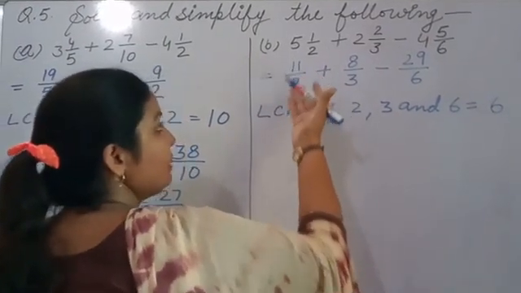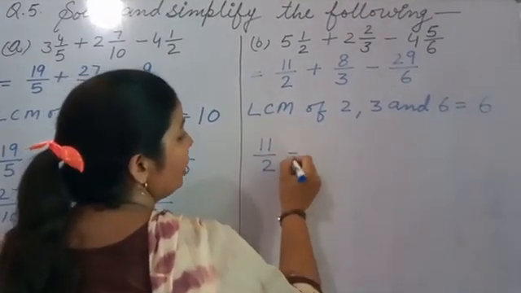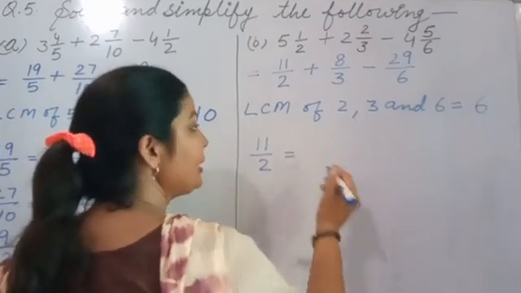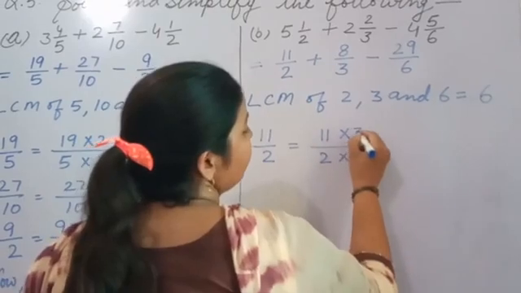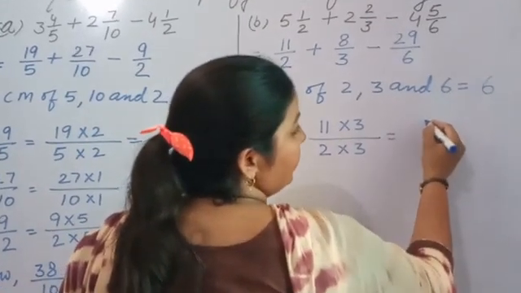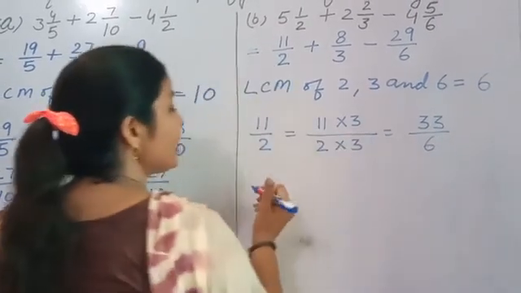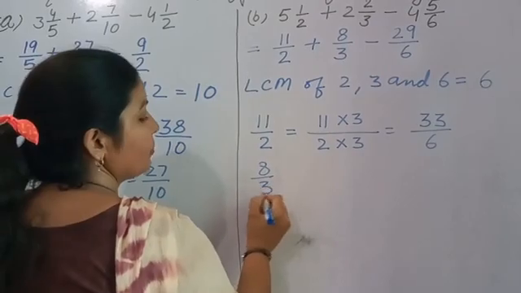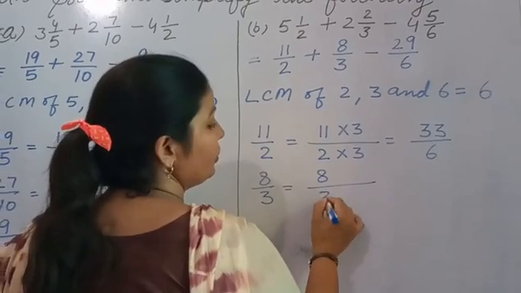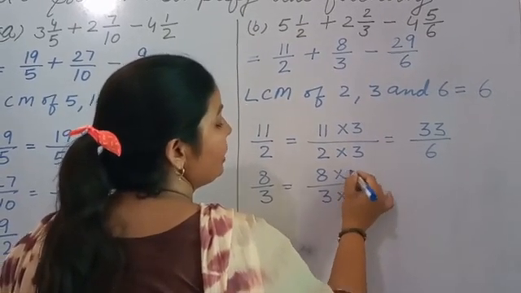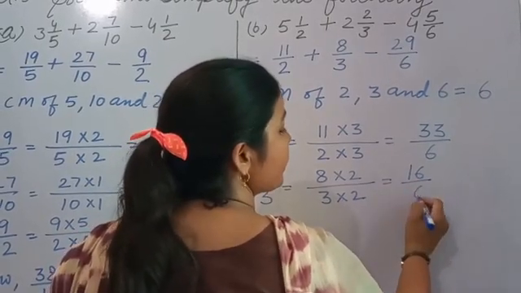Now we change them into equivalent fractions. अब इनके equivalent fraction write करें 11 upon 2. Now how will 2 be 6? Multiply by 3. So 11 upon 2 multiply by 3, multiply by 3. 11 3s are 33 and 2 3s are 6. Now next, 8 upon 3. How will 3 be 6? 3 2s are 6. So 8 upon 3 multiply by 2, multiply by 2. 8 2s are 16 and 3 2s are 6.